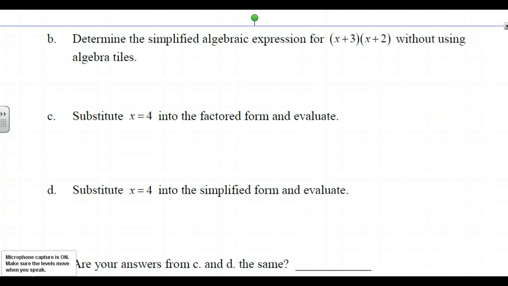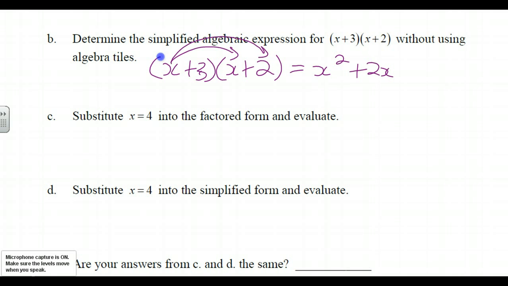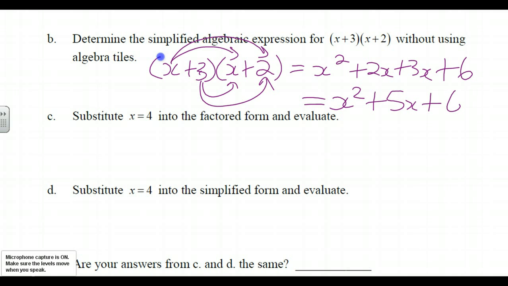So determine the simplified algebraic expression without using algebra tiles. We're now going to use FOIL. So we write x plus 3 times x plus 2. So FOIL is first, x squared, outer, plus 2x, inner, plus 3x, and last, plus 6. And then you collect like terms, and we get x squared plus 5x plus 6. Any questions? All right, ready to move along.